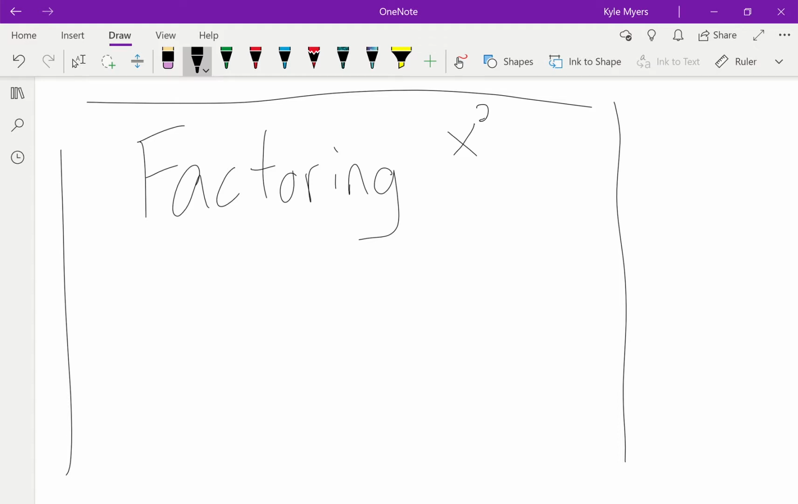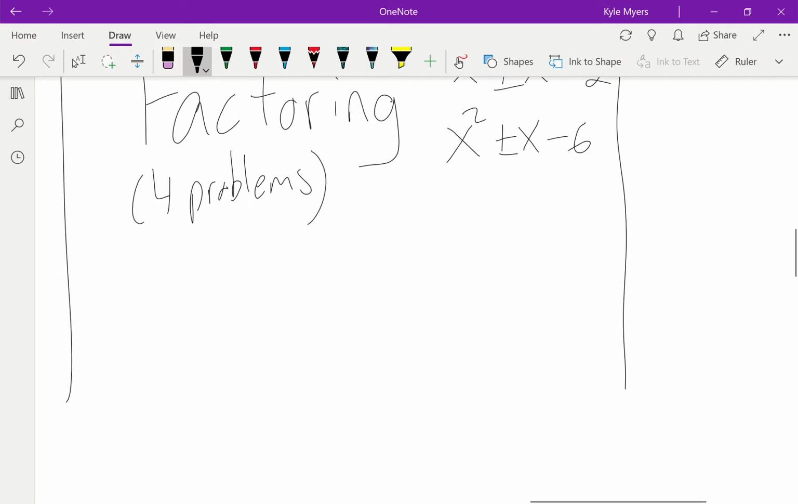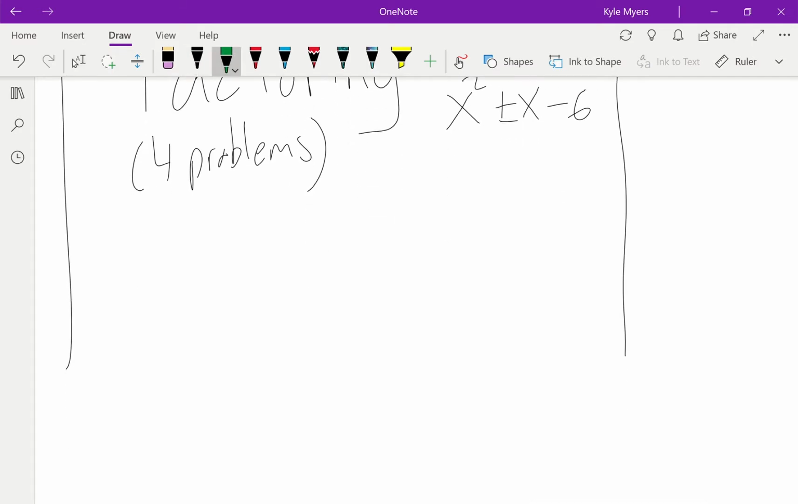So here's what we do. We're going to do x squared plus x minus 2, and the negative version of that, you'll see what I mean in a second, and then x squared plus x minus 6, and of course the negative version of that. So altogether, those are 4 problems for today, as promised. So here we go. Let's dive in. First one, x squared plus x minus 2.